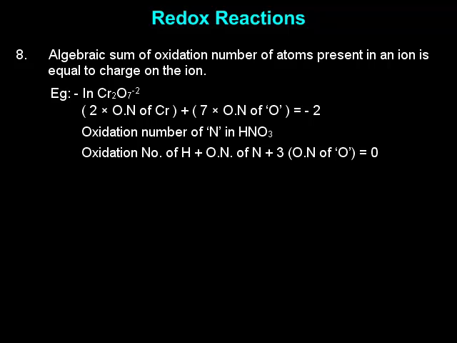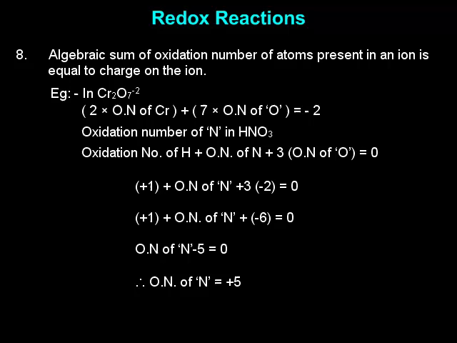Oxidation number of N in HNO3. Oxidation number of H plus oxidation number of N plus 3 into oxidation number of O is equal to 0. +1 plus oxidation number of N plus 3 into -2 is equal to 0. +1 plus oxidation number of N plus (-6) is equal to 0. Oxidation number of N - 5 is equal to 0. Therefore, oxidation number of N is equal to +5.